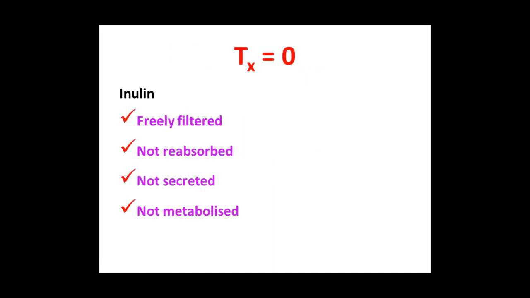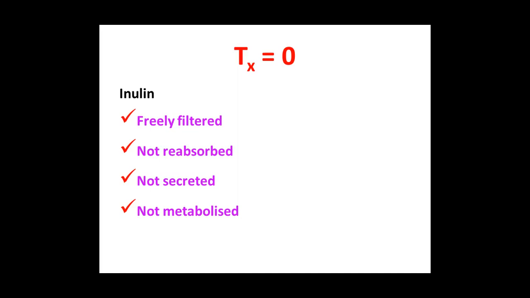Point is, what is such a substance whose TX is 0? That means it is neither reabsorbed nor secreted. Such a substance is known as inulin. We have a substance which is a fructose polymer having a molecular weight of around 5,000, which is freely filtered, which is not reabsorbed, which is not secreted, which is not metabolized. If it gets metabolized, then it will give us an erroneous result.